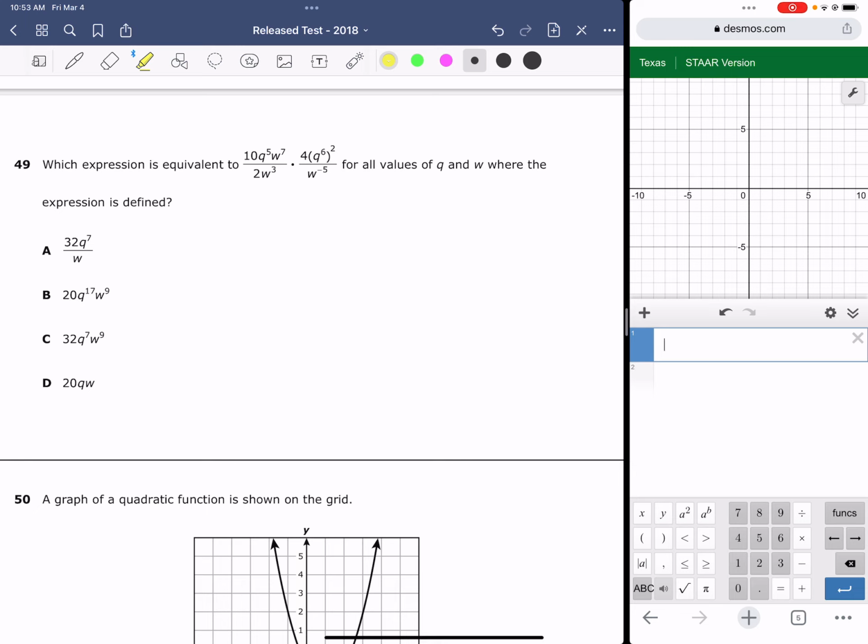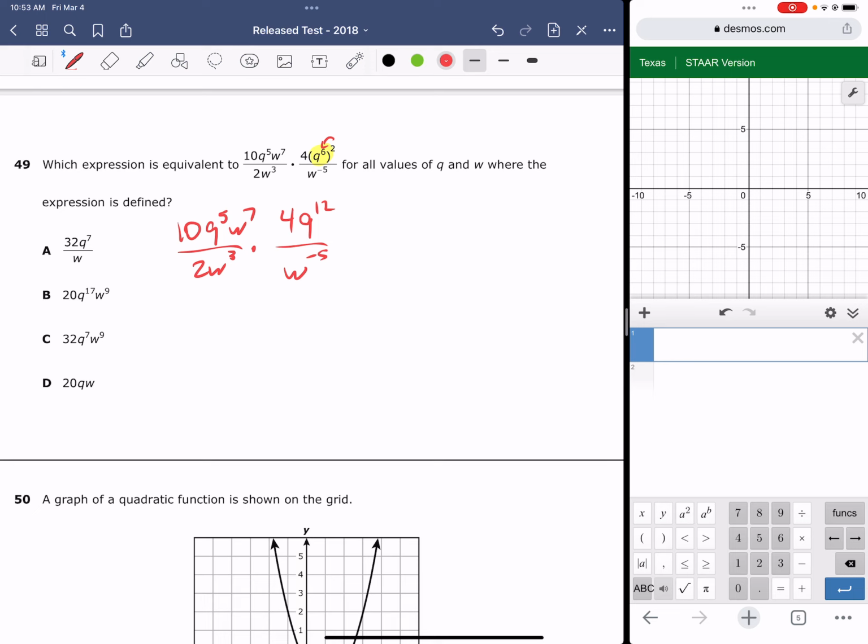First of all, what I'm going to notice is that I have a power to a power here, q to the sixth raised to the second power. What I'm going to do with those exponents is multiply them so that we have q to the 12th power. Everything else in the question is just going to get written down so that we can then move on to the next step. Make sure that you don't accidentally miscopy anything down.